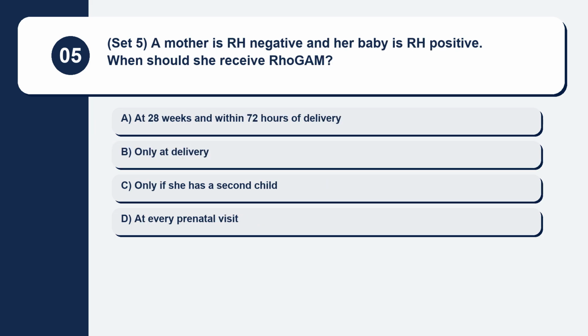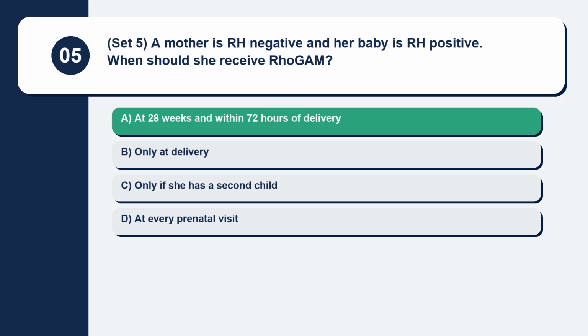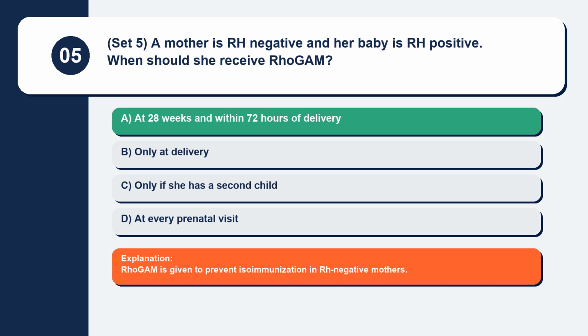Question 5. Set 5. A mother is Rh negative and her baby is Rh positive. When should she receive RhoGAM? At 28 weeks and within 72 hours of delivery, only at delivery, only if she has a second child, at every prenatal visit. RhoGAM is given to prevent isoimmunization in Rh negative mothers.